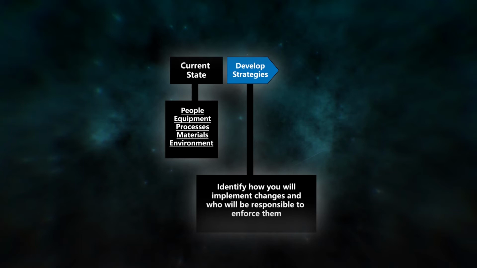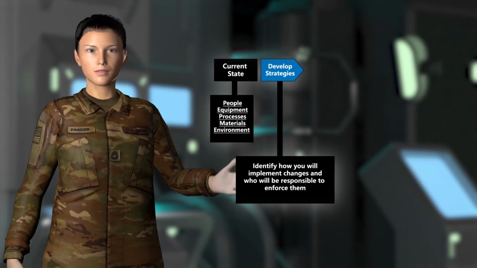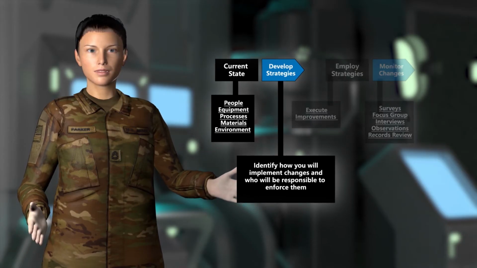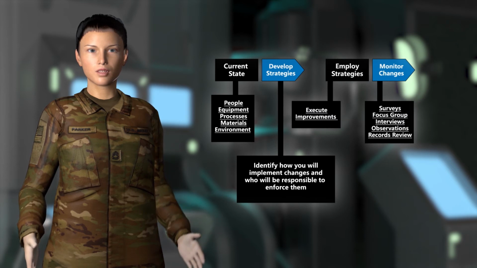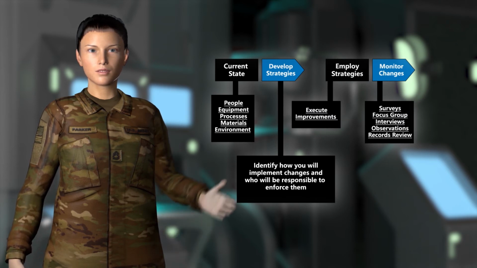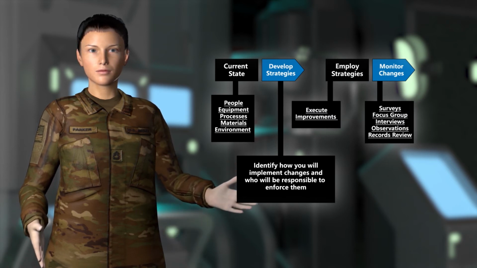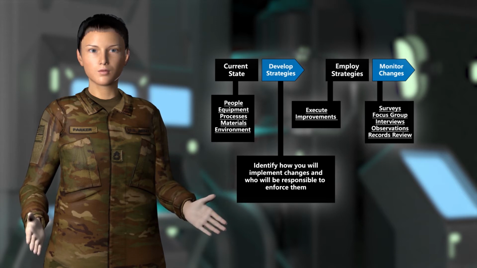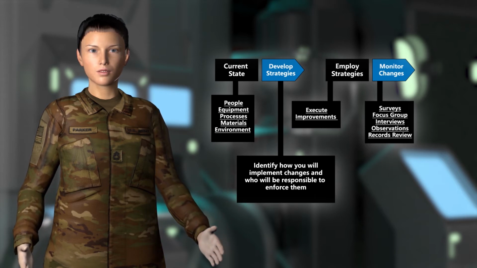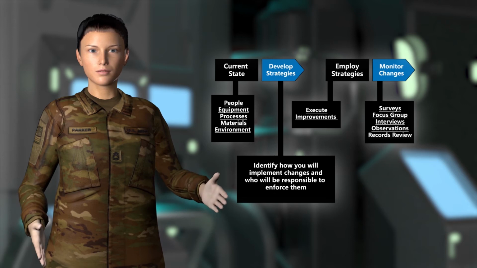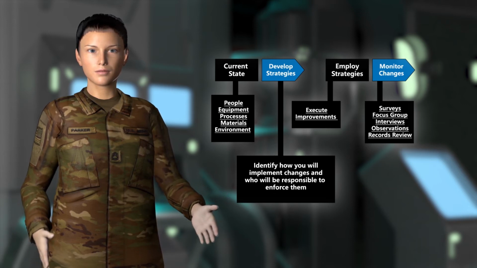When developing strategies to resolve these conditions, you must identify how you intend to implement changes, what each change is designed to accomplish, and who will be responsible for making each change happen. As you begin employing these strategies and executing improvements, remember that the desired end state is a moving target with many moving parts. Keeping this in mind, you will first need to closely monitor your successes and evaluate your progress in completing each step of the plan.